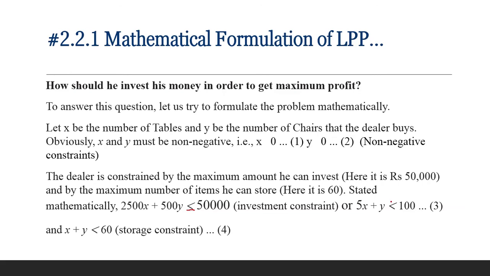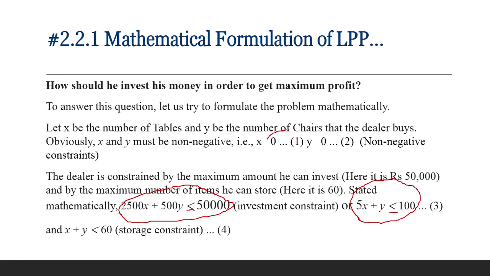And there is another one: 5x plus y is less than or equal to 100. This is another equation. Either you can write 2500x plus 500y less than or equal to 50,000, or in short form you can mention 5x plus y is less than or equal to 100. This is constraint number 1 and equation 3.